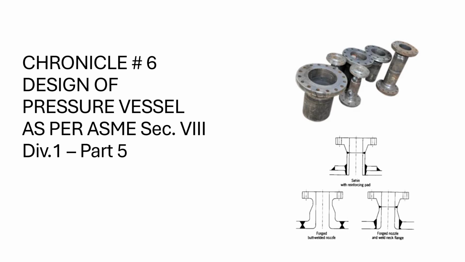So let us continue with the design of pressure vessel as per ASME Section VIII Division 1. In the previous video, what we have said is that for the small opening, if the OD of the neck is 88 mm when the shell thickness is around 10 mm, or when the OD of the nozzle neck is around 60 mm and the shell thickness is more than 10 mm, in both cases reinforcement pads are not required, or checking the adequacy of the reinforcement is not required.